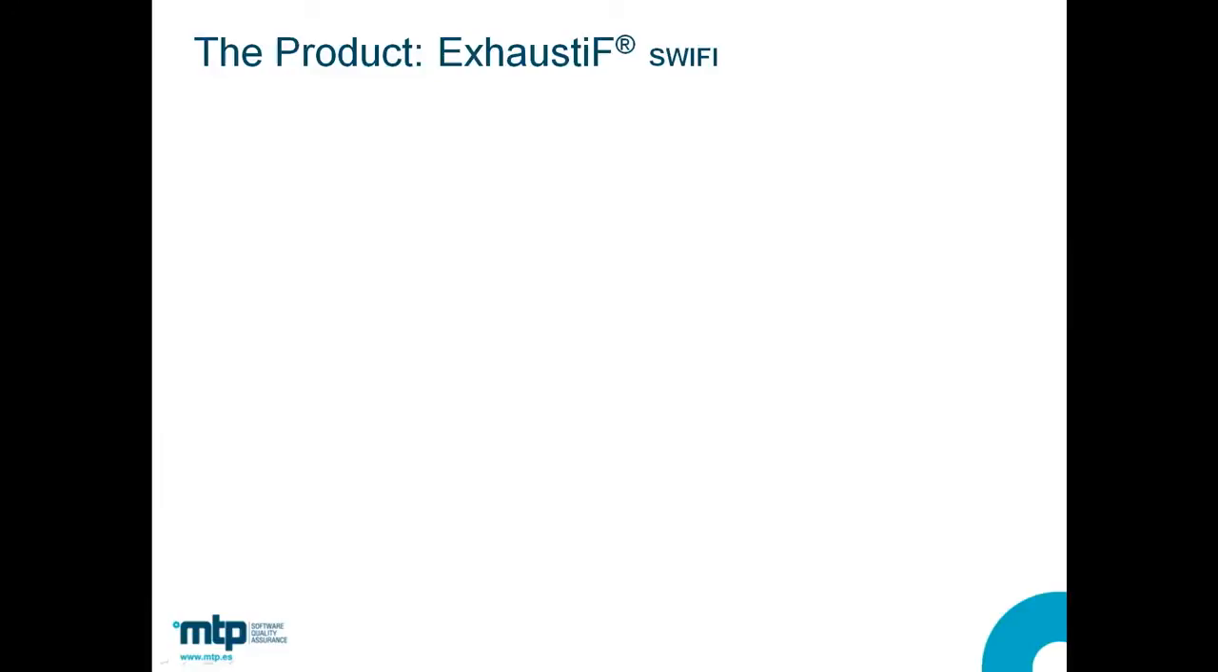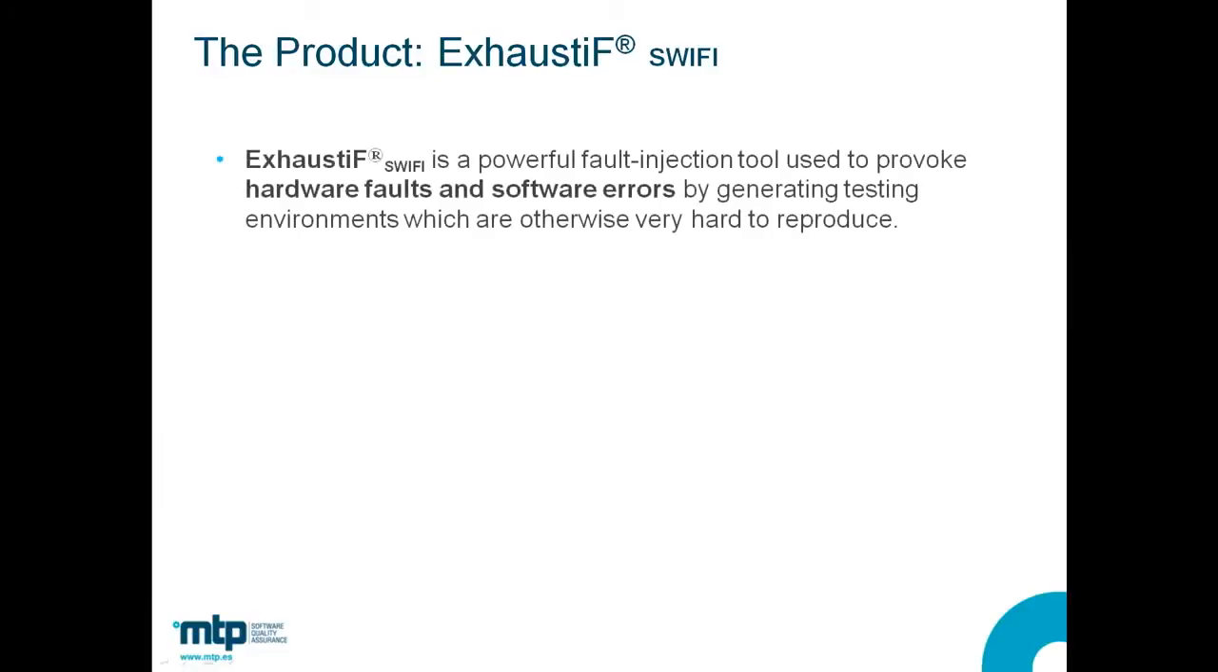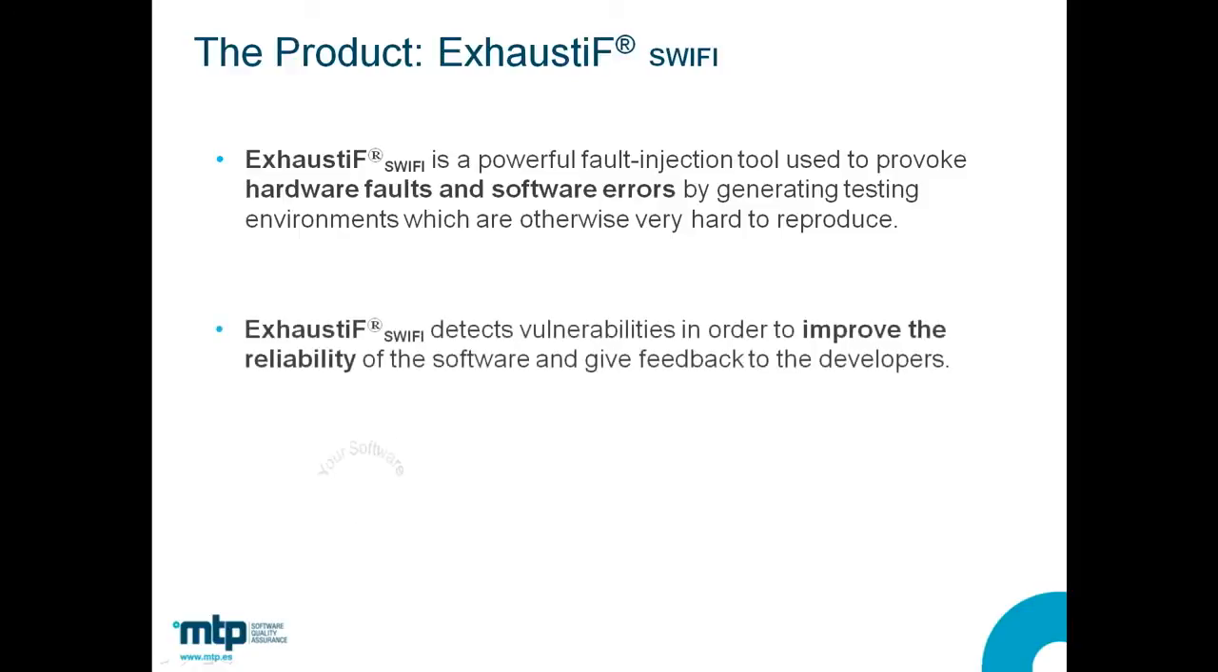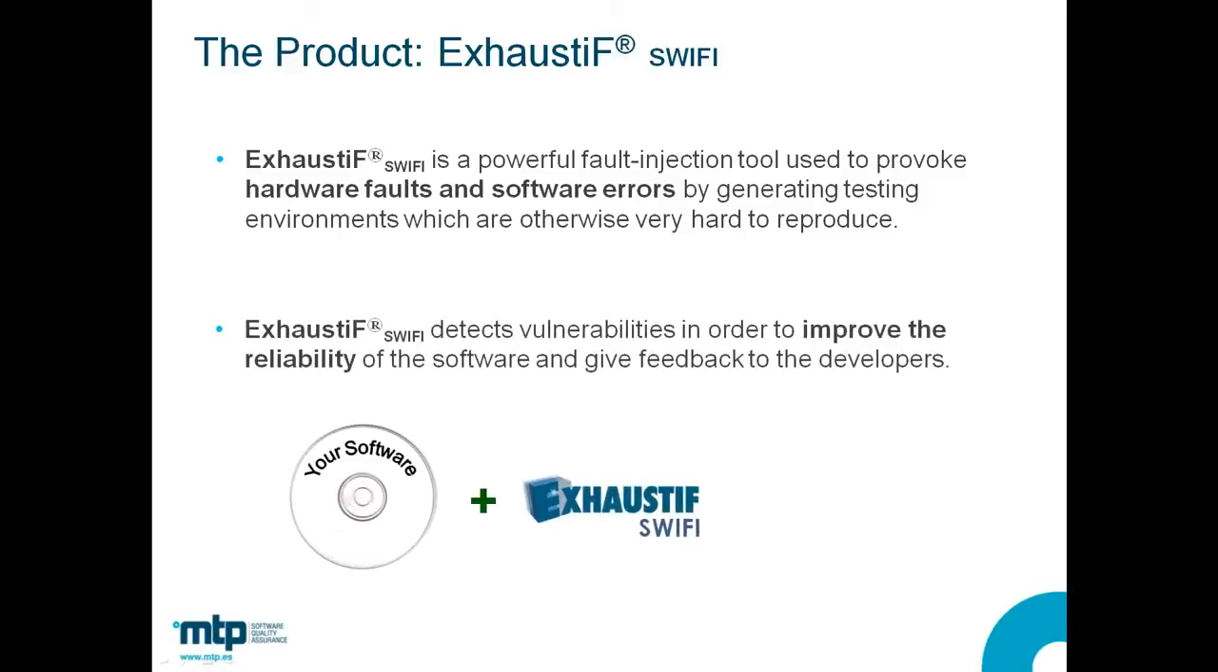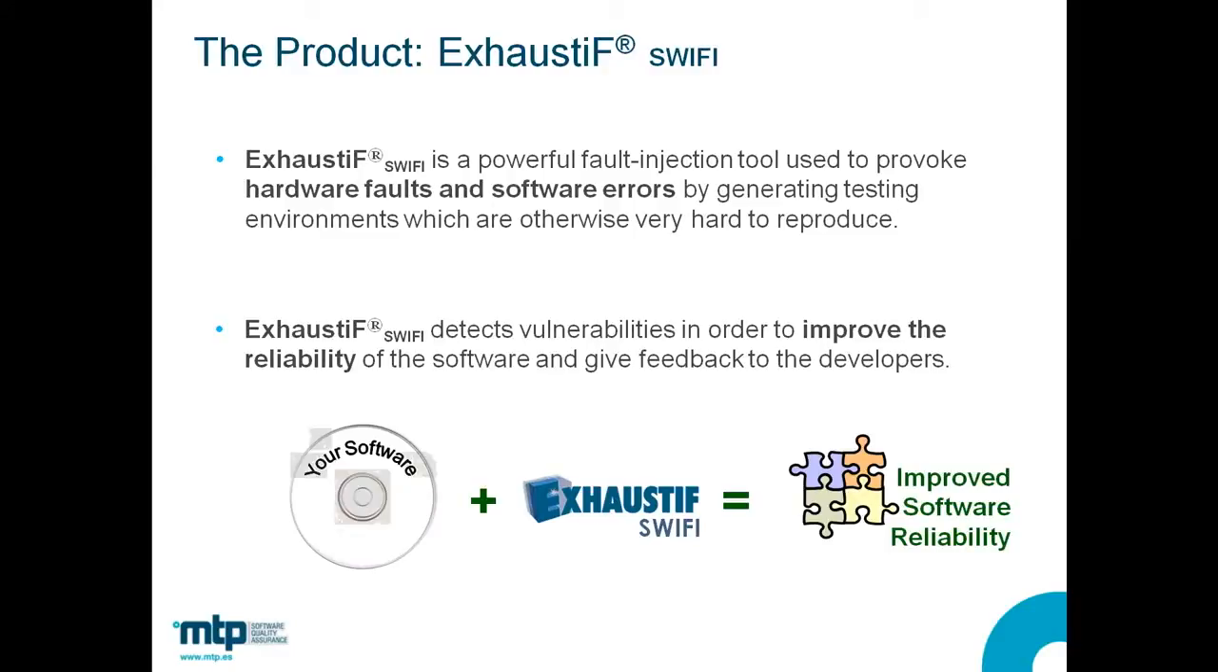In a critical software system, it is highly important to test for errors in order to reveal the presence of bugs, but this can be more complicated than it first appears. Fortunately, Exhaustif SWIFI can be used to find these errors by injecting hardware faults and software errors in your systems under test. Detection of these weaknesses allows Exhaustif SWIFI to give feedback to the developers, who can then improve the reliability of the software and correct any faults found.